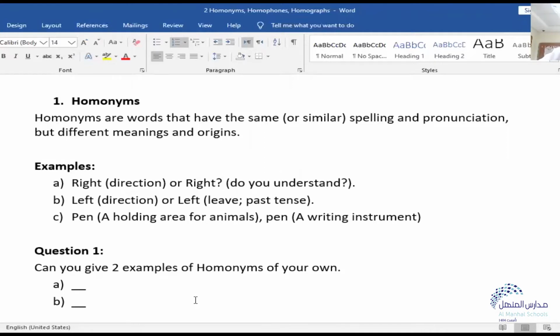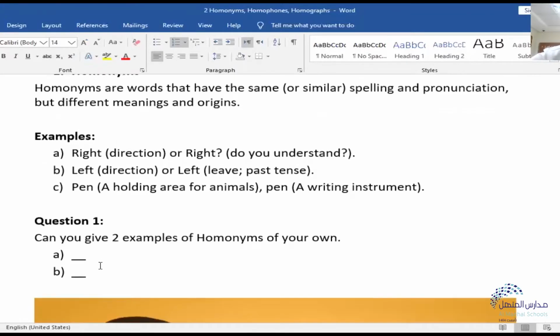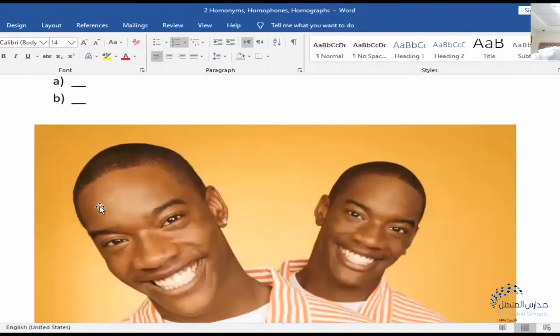Pen is two things. One, it's a writing instrument, something that you use every day. And the other one is a holding area for animals, right? Another word for a pen is a barn. You may hear in American English they talk about barns all the time, and in British English people will say that the animals are in the pen, right?